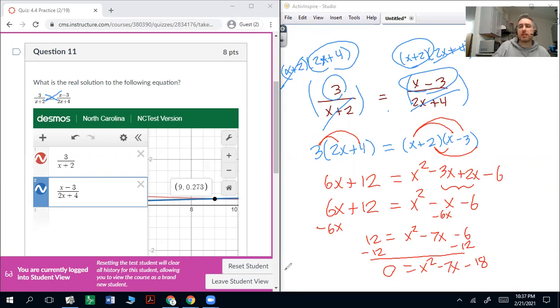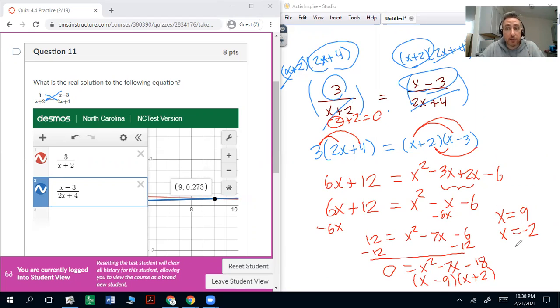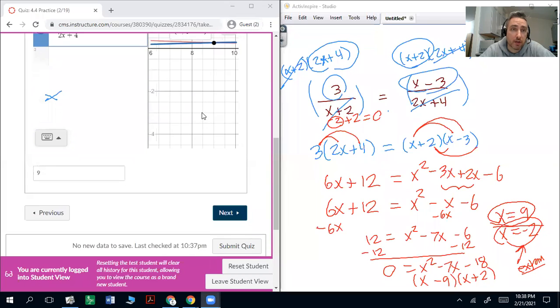So x squared minus 7x minus 18. What can 18 factor to? I'm thinking 9 and 2 can get me 7 somehow. And it sure can. It's going to be x minus 9 and x plus 2. Those are my factors. So my zeros are going to be x equals 9 and x equals negative 2. Here's the thing, right? Negative 2 plus 2 is 0. Plug it into my original denominator, I get 0. Negative 2 is extraneous. So 9 is the only answer that shows up here, because extraneous solutions do not show up on the original graph. So the real solution is 9, which is what we had over here.